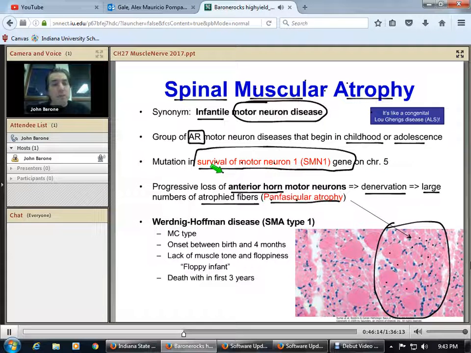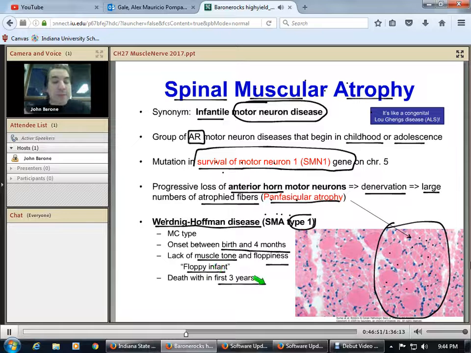The muscles don't work. Now, there's many forms of this disease, but the one form you should know, because it's the most common form, is called Werdnig-Hoffmann disease. This is called spinal muscular atrophy type 1. It's the most common. They named it first because they saw it first. This is the infantile or childhood form of Lou Gehrig's, Werdnig-Hoffmann. It's very severe, and it usually starts at birth or within the first 4 months, and you get kids that have weak muscle tone. So they're kind of floppy. It's one of the causes of floppy babies. There's a number of diseases that give you floppy weakness, but this is one of the causes.